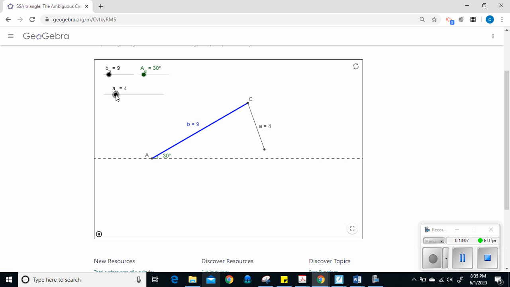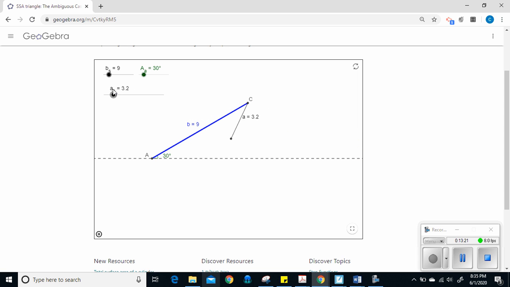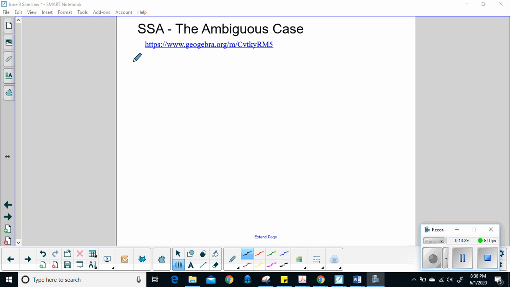I can have one triangle. Oops, if I get it exactly right. And then I can have two triangles. Isn't that neat? All dependent on how it's designed. And this happens for all of these wonderful little acute angles in here. Cool, eh? So let's just clarify what it is that we just saw.